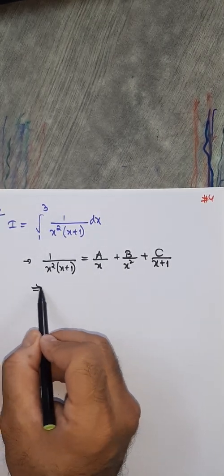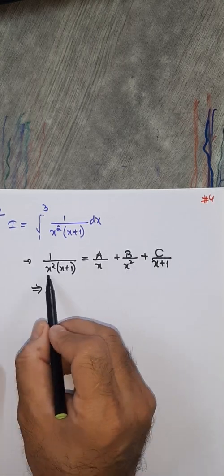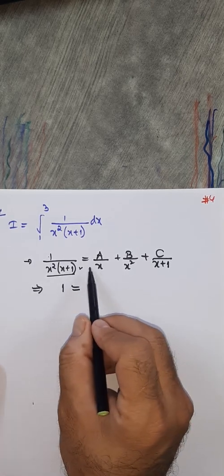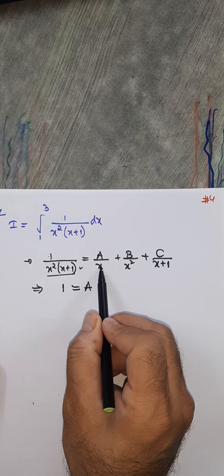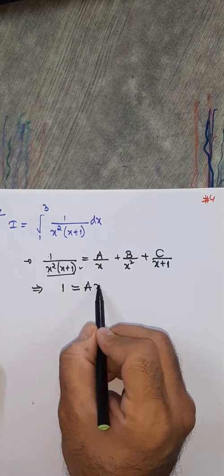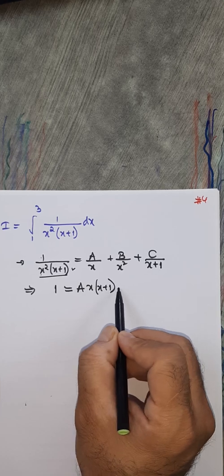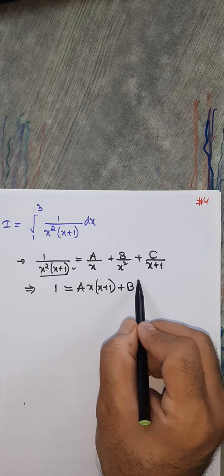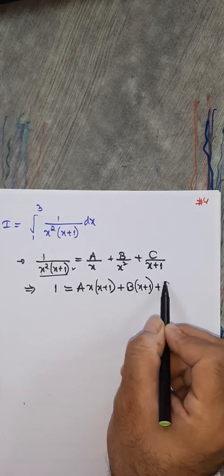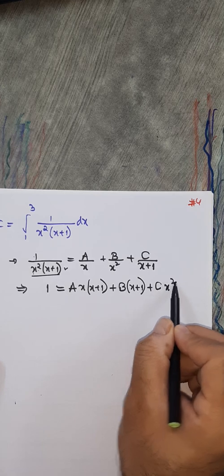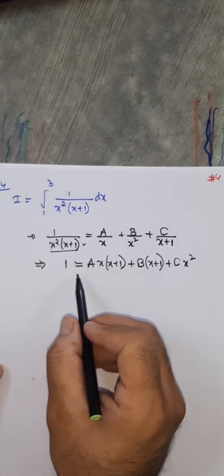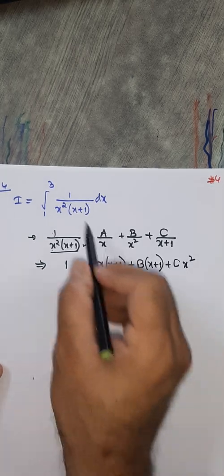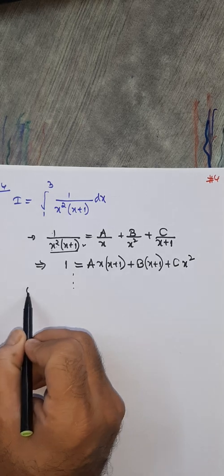Now what we'll do is take the LCM on the right hand side. The LCM should be x square into x plus 1, remember. Numerator is 1. Here a into x is there, so a into x into x plus 1, plus b into x plus 1, since x square is already there, plus c into x square. Now you just compare different values of x and you get a, b, c and place them there. That's one way. This is a very standard way of doing it.